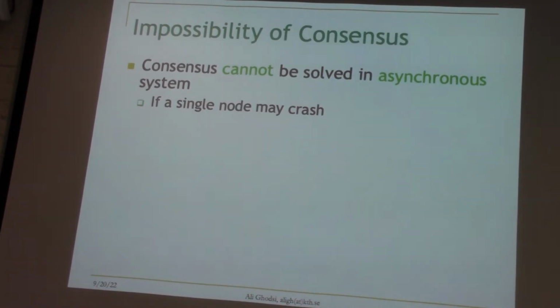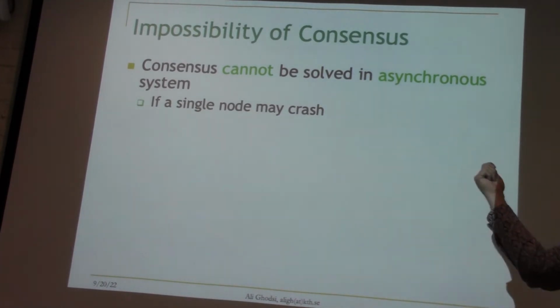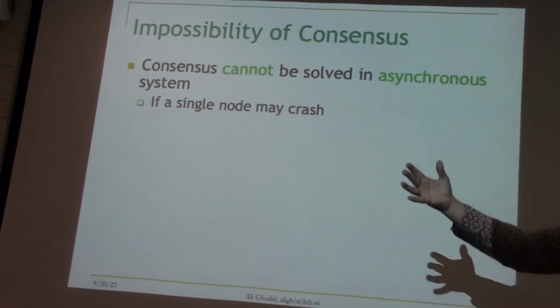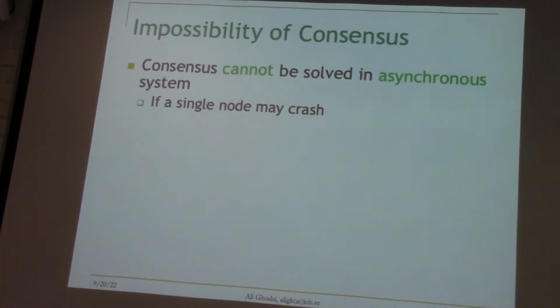And we know this is what we saw with the two generals. Consensus cannot be solved in an asynchronous system if a single node may crash. So if I have n nodes, some number n, 100 nodes, they all propose values. It's running on an asynchronous system. So no bound on the message time, no bound on the compute time. For such a system, consensus cannot be implemented. It is impossible to implement consensus, okay?